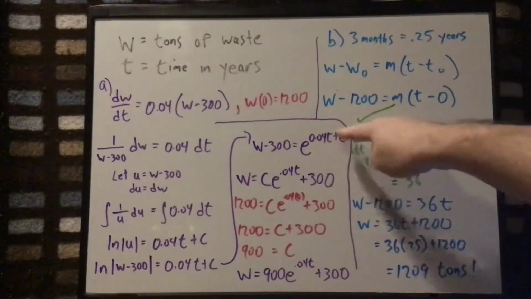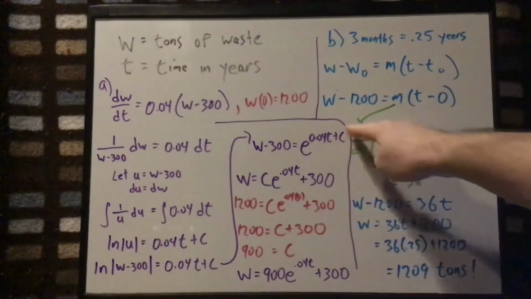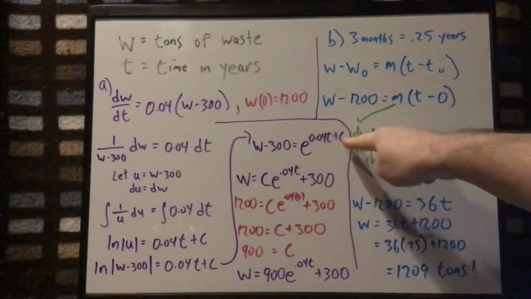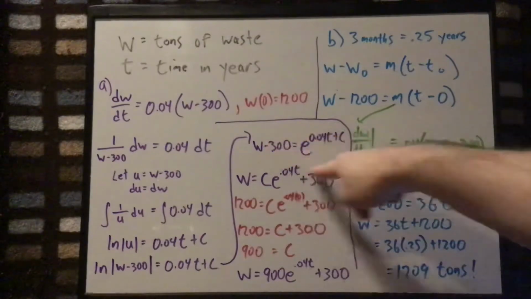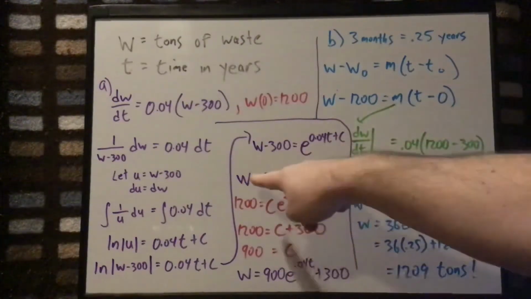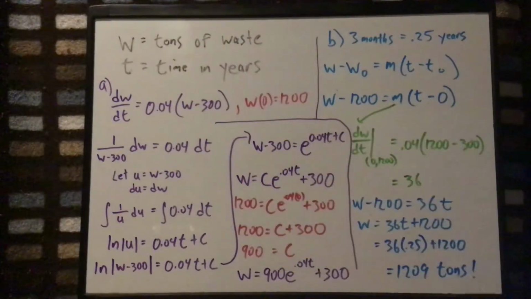E to the c is just another constant. E is a number and c is a number. So they just call e to the c another constant, c, and throw it out front. Then I add it over the 300. So if you solve that, you get w by itself. I get w equals c e to the 0.04t plus 300.